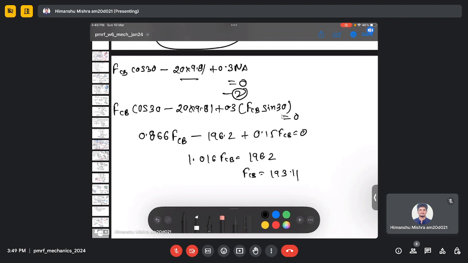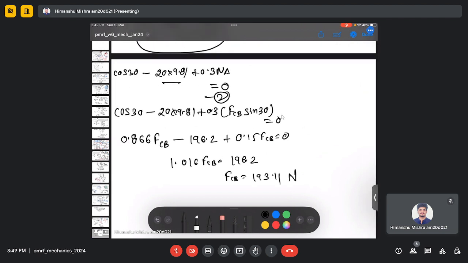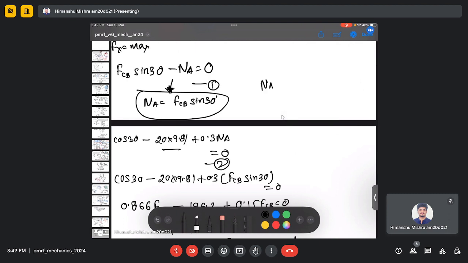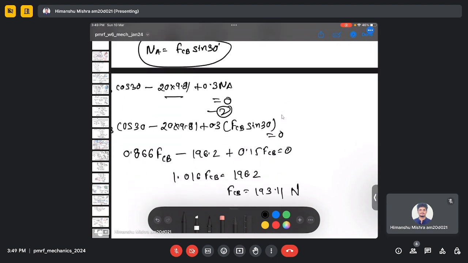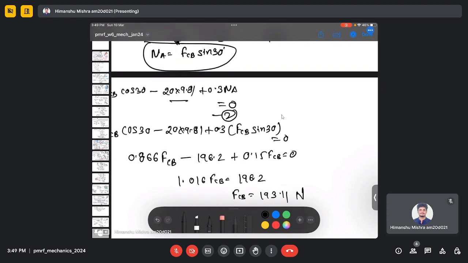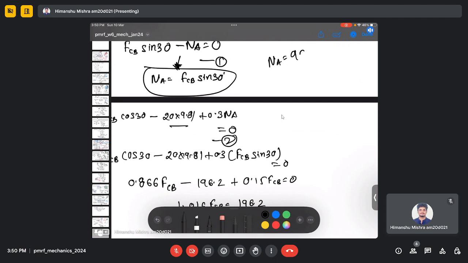So this is my force FCB. And from equation 1, I will get the normal reaction at A, which is 96.55 Newton.